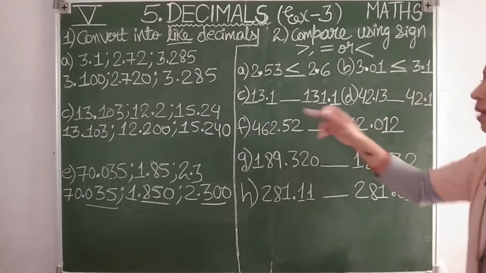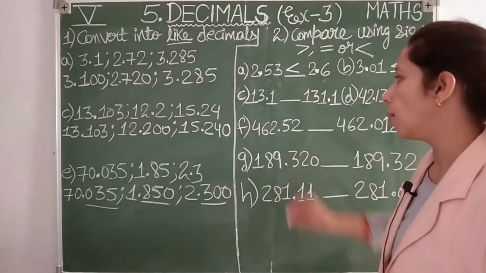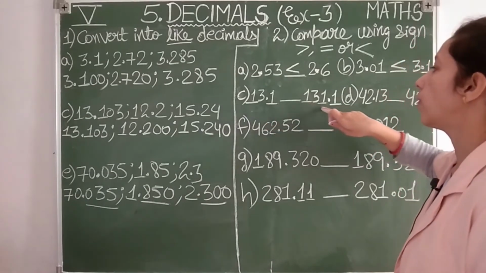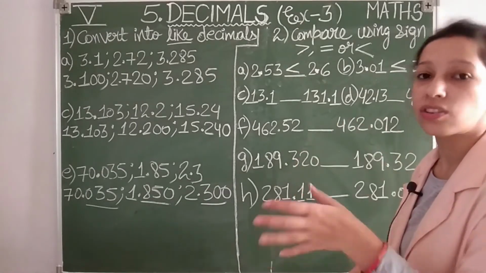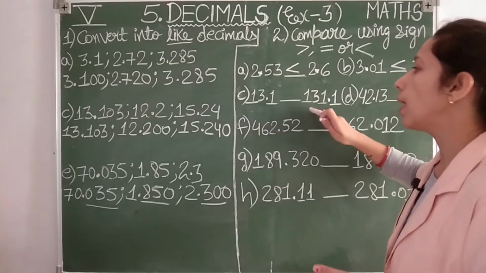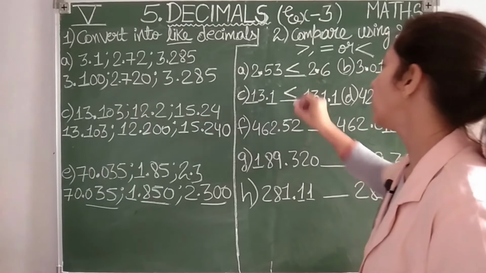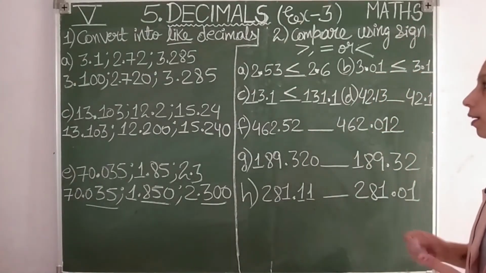Okay, students, let us see point number C. First check the whole number. Here 13. Here 131. तो आगे तो जाने का जरूरत नहीं है. No need of looking at the digits written after the point. Reason: here the whole number itself is greater. So 131.1 will be greater.